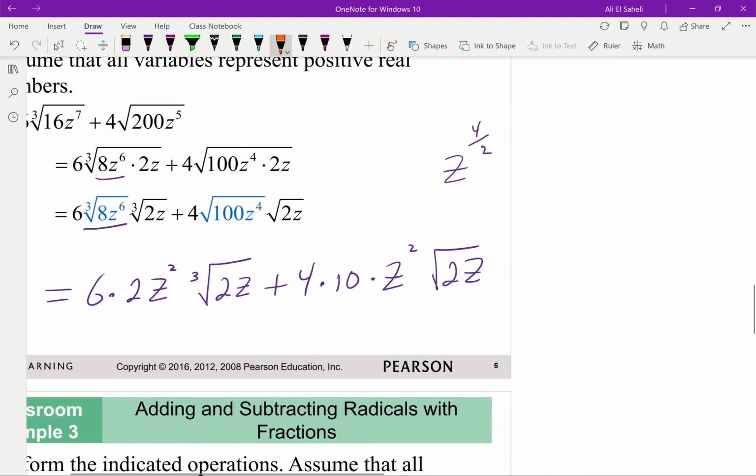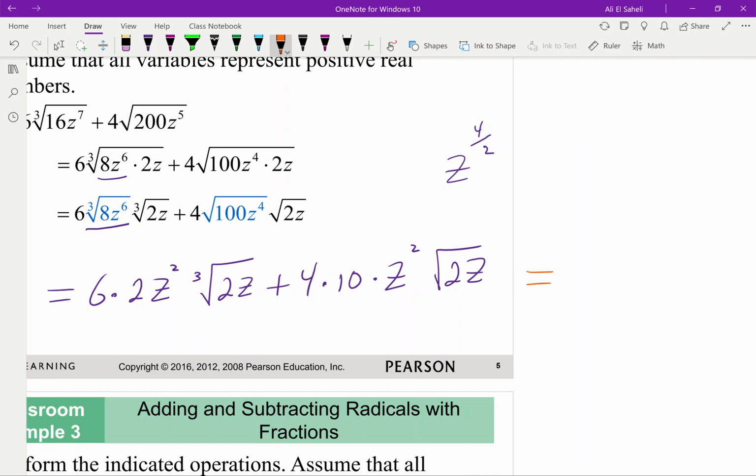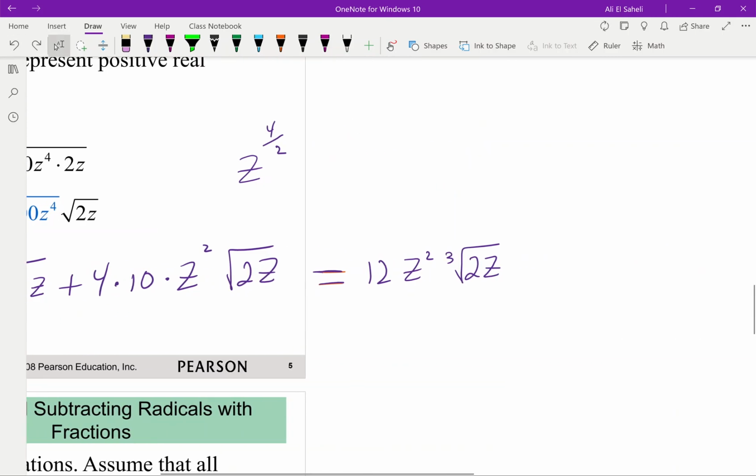If you simplify further, this is 12z squared cubic root of 2z. This is 40 plus 40 z squared radical 2z. Now, we cannot get any further.